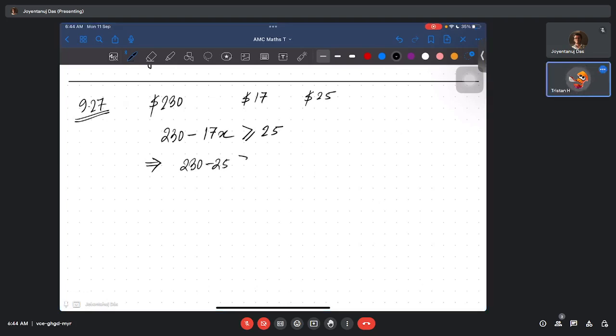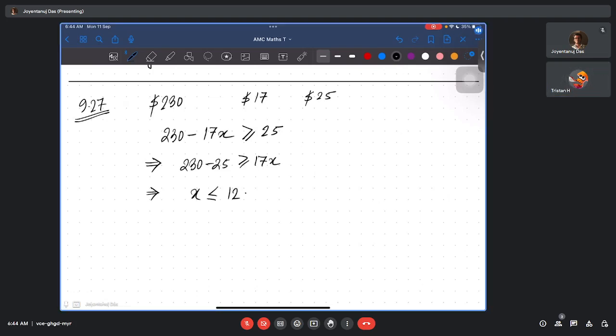I got x is greater than or equal to 12 point some decimal. I think less than or equal to, right? Not greater than. Yes, less than or equal to because of the negative, I forgot. Yes, 12 point something, right? So x would be 12.